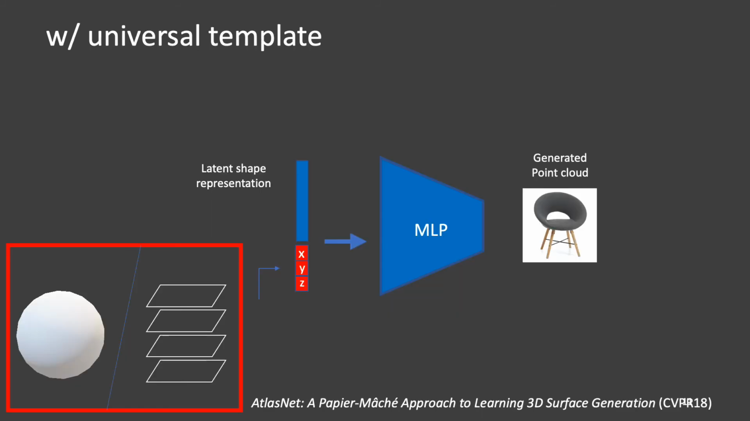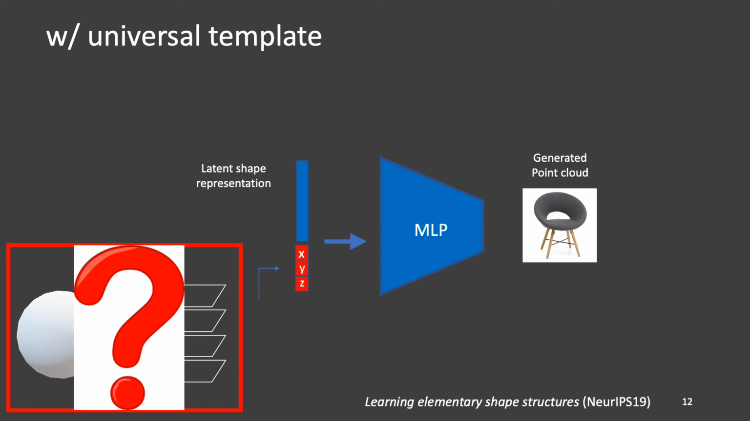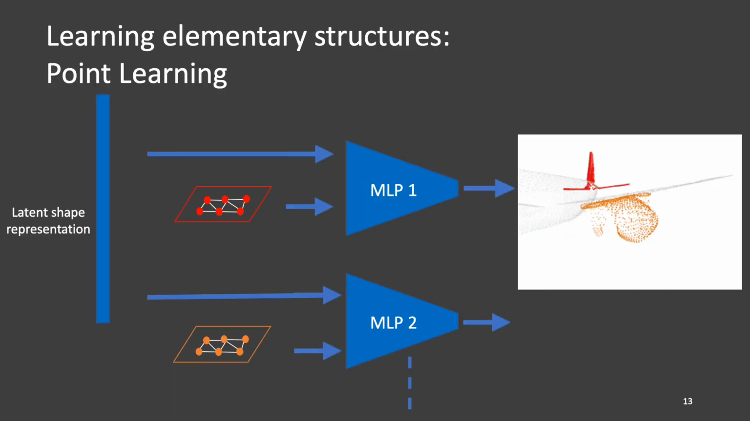Another approach to handle categories without templates is to deform a universal template, such as a sphere or planar patches. This approach is called AtlasNet. Our experiments with human body scans show that deforming a template specialized for the category leads to better reconstruction results than using universal templates. So for categories without clear shape templates, we thus propose to learn the template, which we call learning optimal elementary structures.